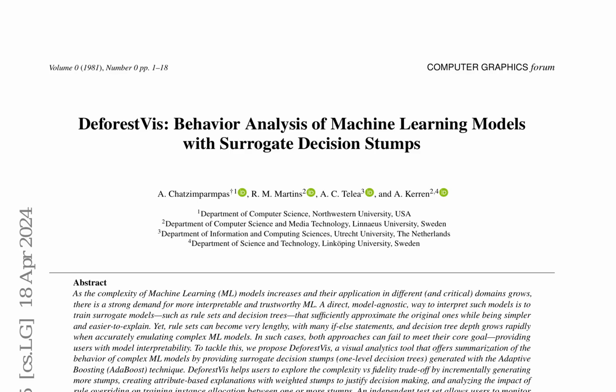stakeholders. The evaluation of DeforestVis, a visual analytics tool designed to analyze the behavior of machine learning models through surrogate decision stumps, reveals several areas for improvement. Experts have identified issues with scalability, particularly concerning the number of features and instances that can be handled by the tool. They suggest aggregating similar training samples and using progressive visual exploration to overcome these limitations.